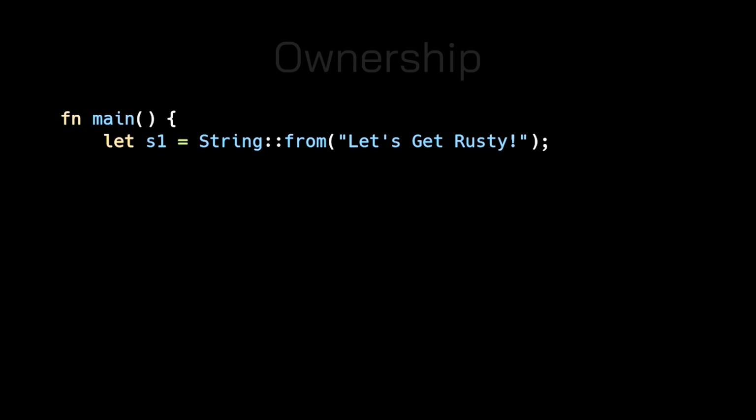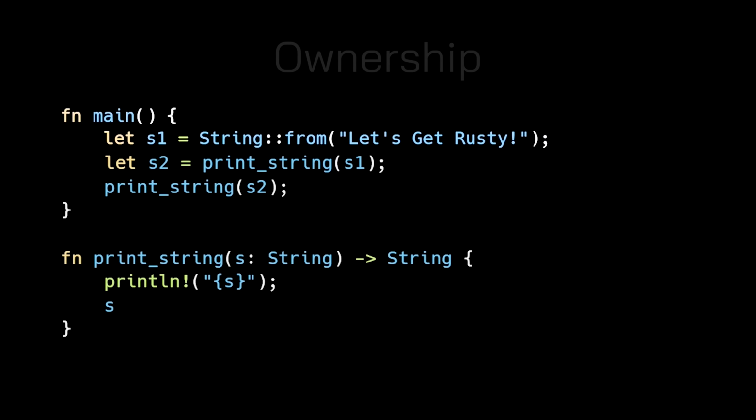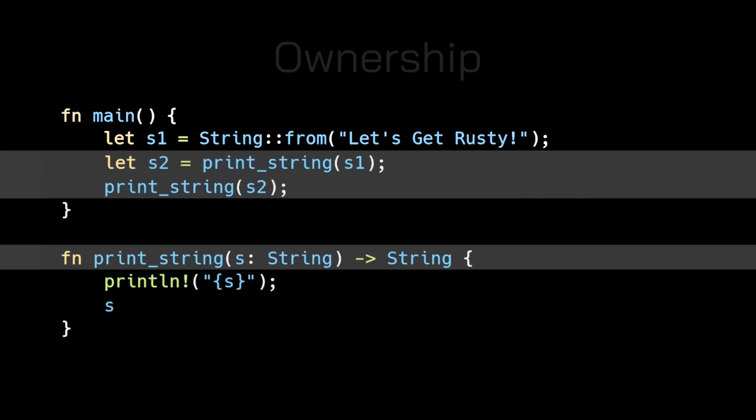Another solution would be for the print string function to take ownership of a string, print it out, and then give ownership of that string back to the caller by returning it. But this is also not ideal. We don't want to be returning values from a function just to appease the ownership rules.